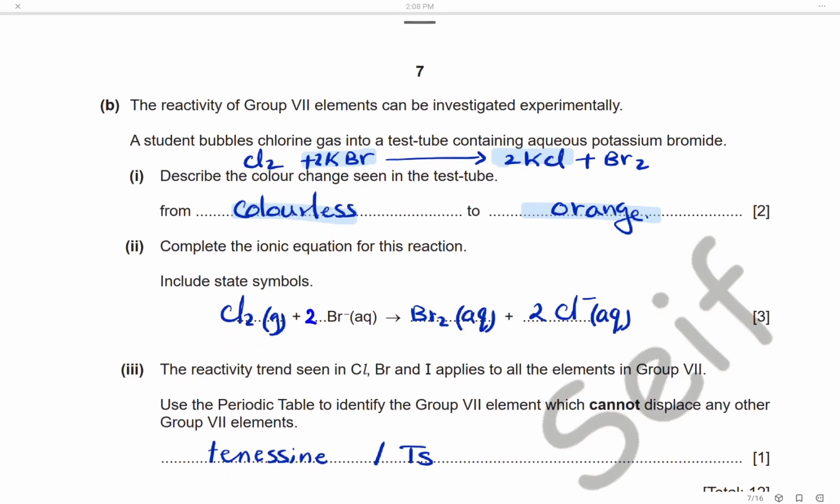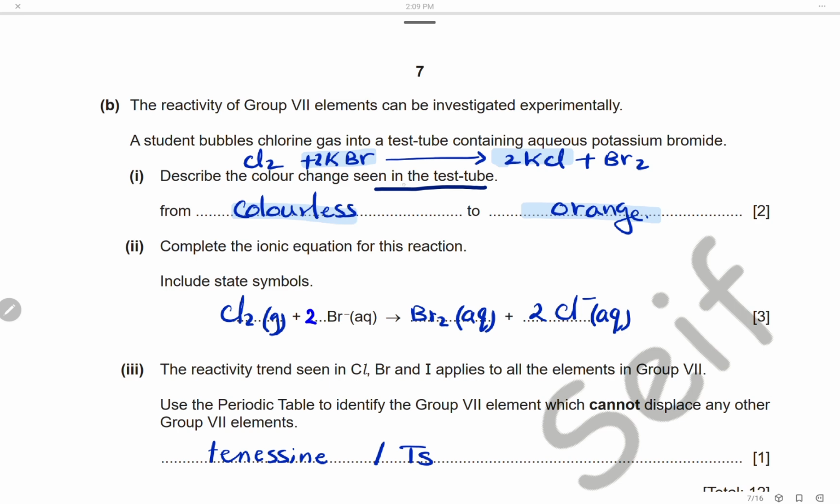Question B. The reactivity of group 7 elements can be investigated experimentally. A student bubbled chlorine gas into a test tube containing aqueous potassium bromide. Describe the color change seen in the test tube. Here we have the equation: chlorine plus potassium bromide to give potassium chloride plus bromine.